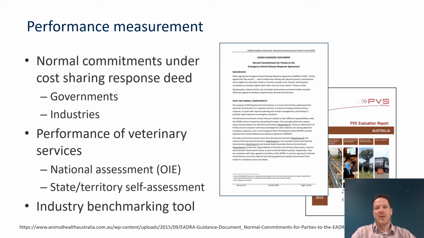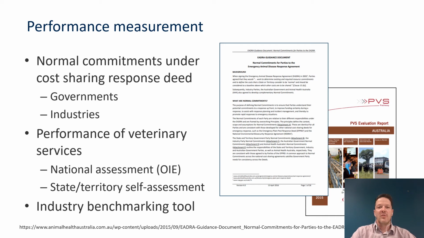So the government responsibilities are reasonably straightforward and clear around having sufficient staff to detect incursions early, to investigate suspected disease outbreaks, diagnostics, legislation, etc. What's unique though is that there are requirements for industries as well to meet. Some of the things that they're expected to meet are to have sufficient qualified personnel to assist in decision making, to have frameworks in place to assist with cost sharing, the industry component of response costs.